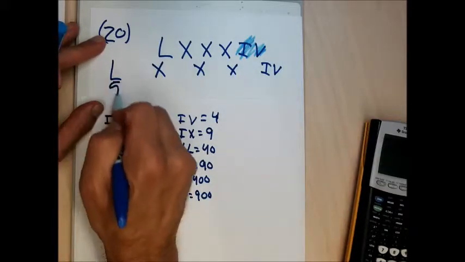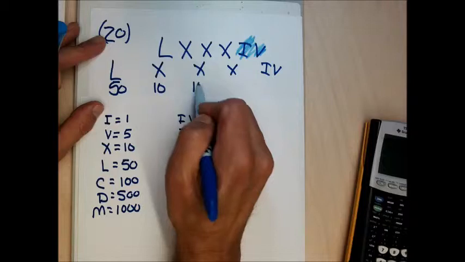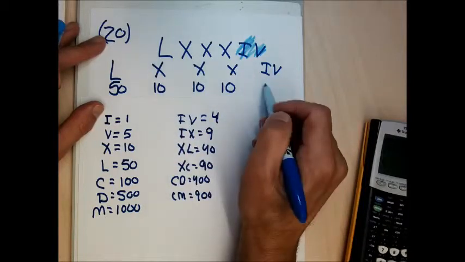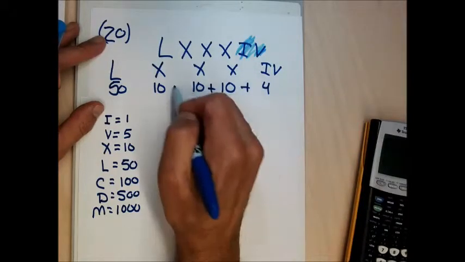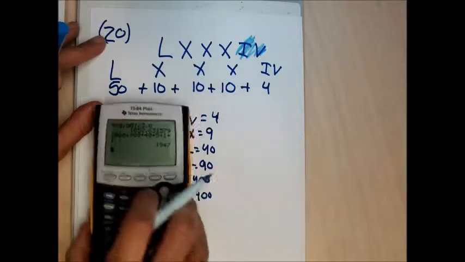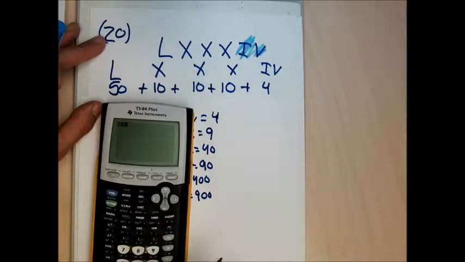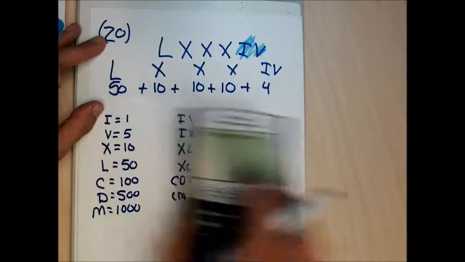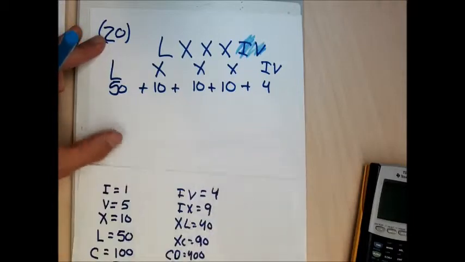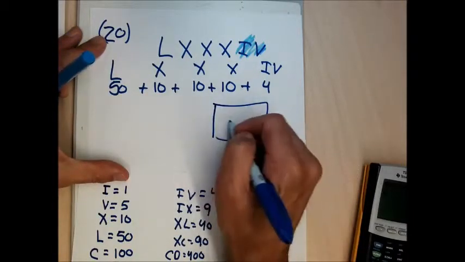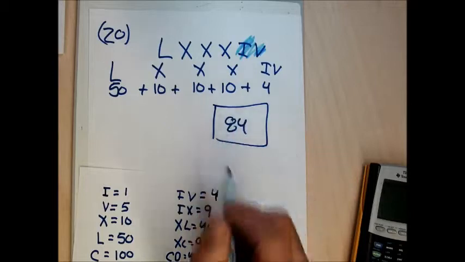L is equal to 50. Each of the X's is equal to 10. And the IV is equal to 4. And I just need to add these up. And I don't need my calculator to know that that's 84. But I could go 50 plus 10 plus 10 plus 10 plus 4, and get my answer of 84 for problem 20. So as a Roman numeral, problem 20 is equal to 84.